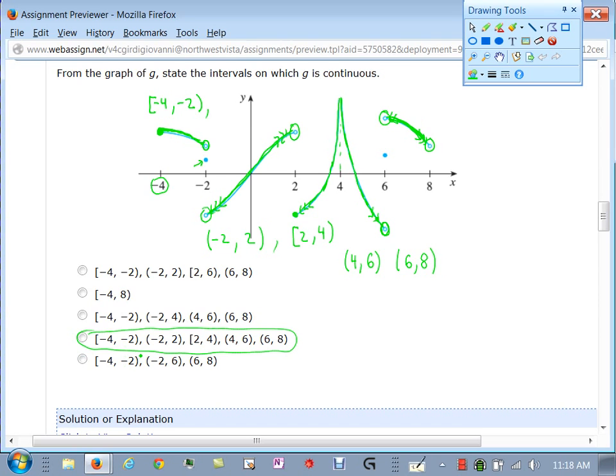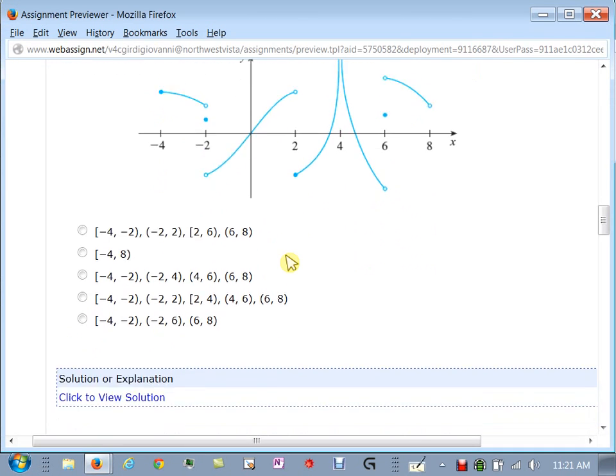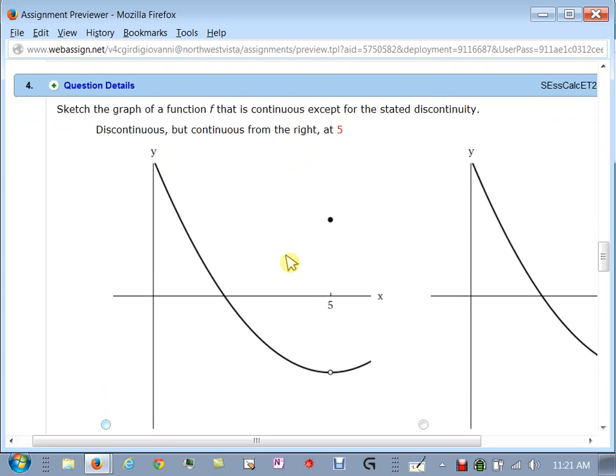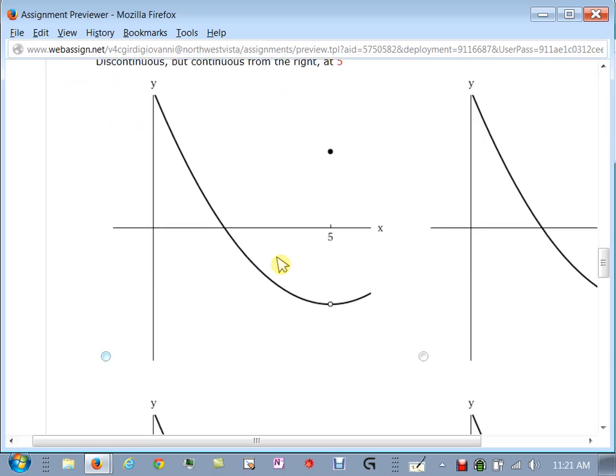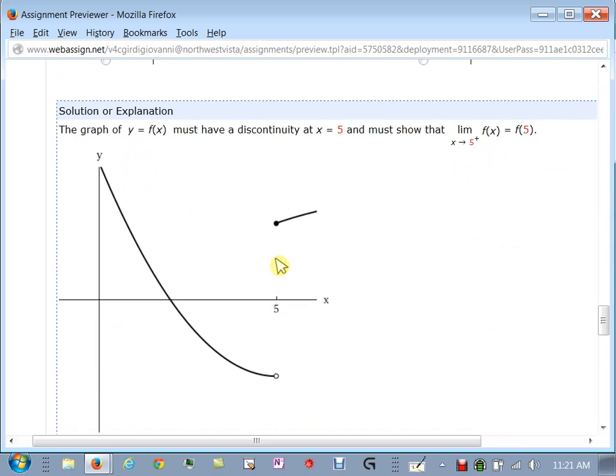All right, next. Sketch the graph of a function f that is continuous except for the stated discontinuity. It's discontinuous but continuous from the right at x equals 5. So let me just take you to the answer. All I need to do is draw a function that's continuous except at 5, but at 5 it's continuous from the right. So as I come in from the left to 5, I should be nice and continuous, but I should not be continuous from the left. So I should put an open hole here.